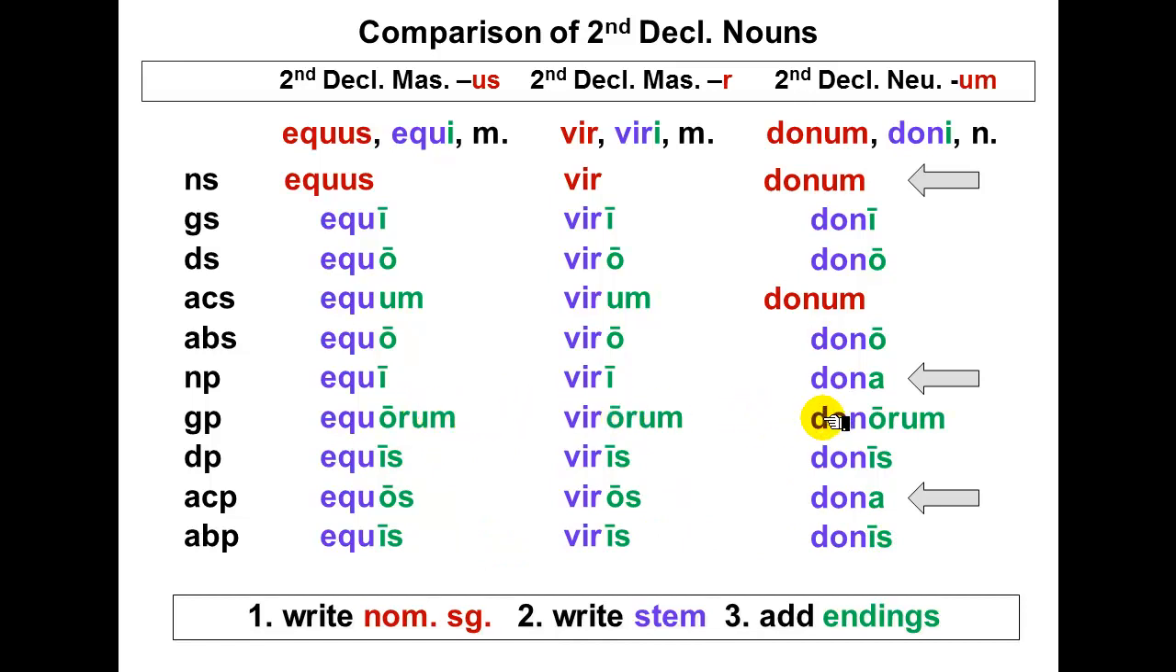Equorum, virorum, donorum, equo, viro, dono, equo, viro, dono, equi, viri, doni. The endings are typically the same. There are some differences in the nominatives and accusatives.